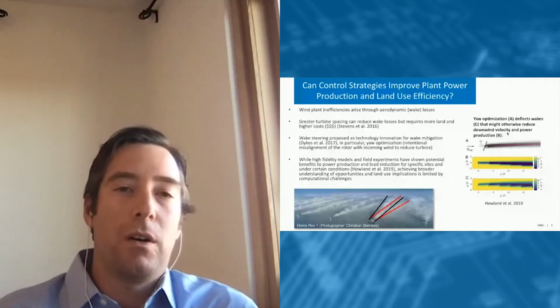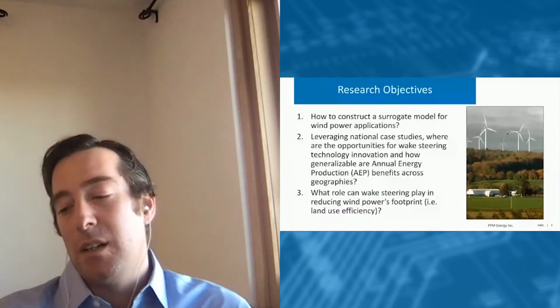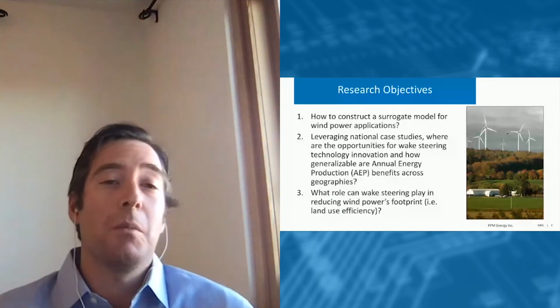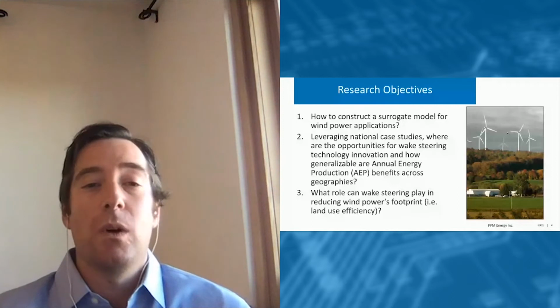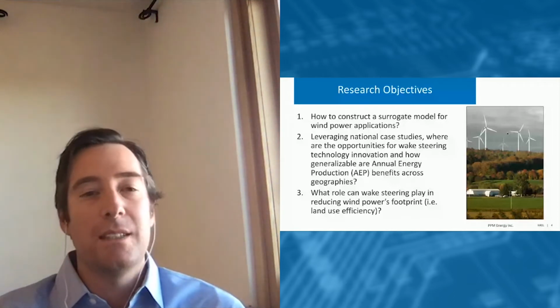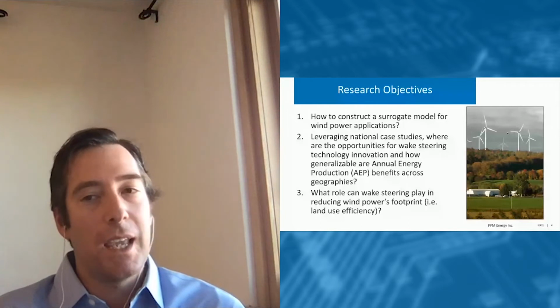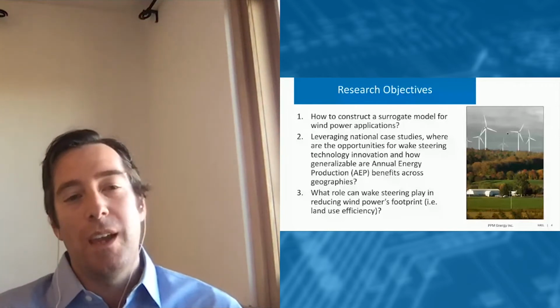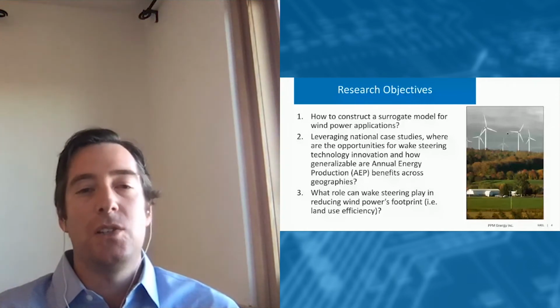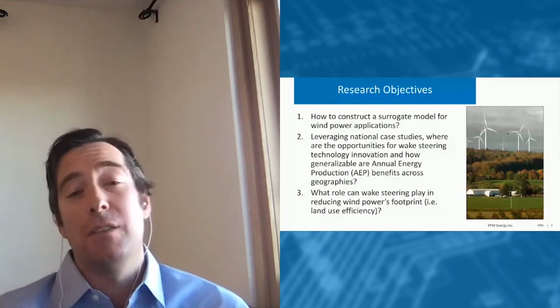So there are a number of research objectives that I'd like to address today. The first is, how do you construct a surrogate model for wind power applications, and what is it? The second is moving into two national scale case studies. The first is looking at what are the annual energy production or AEP benefits of this wake steering technology across geographies, and how significant are they?